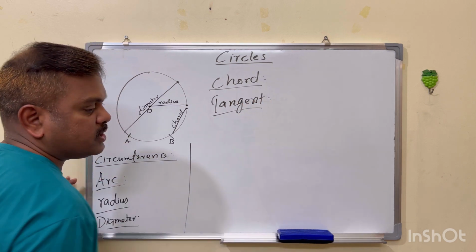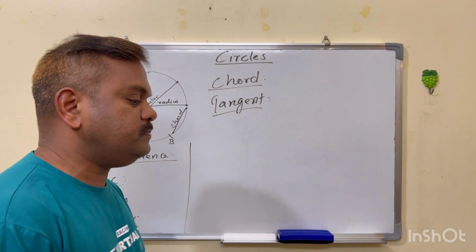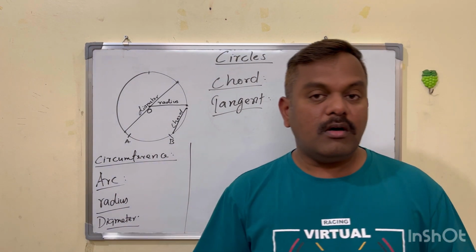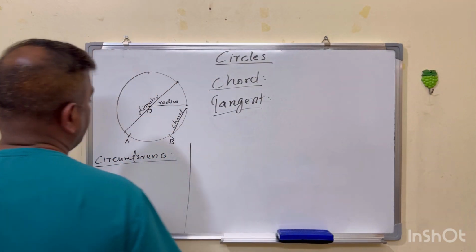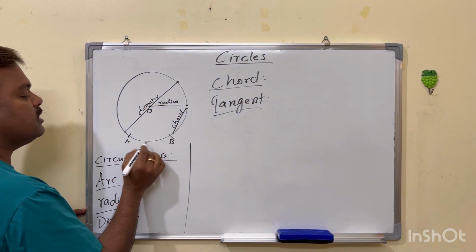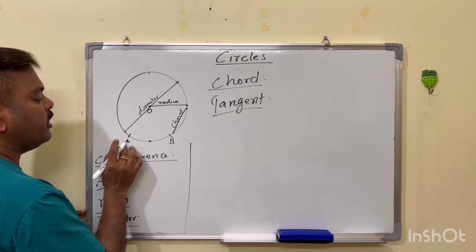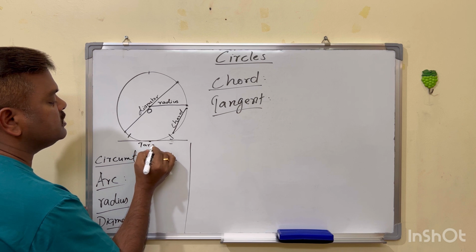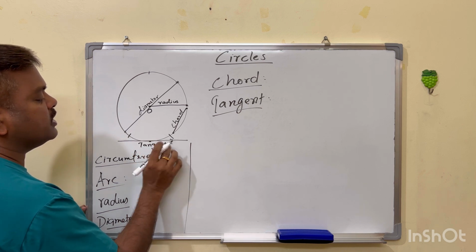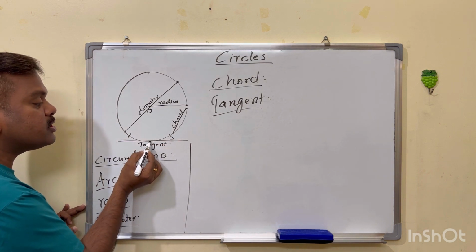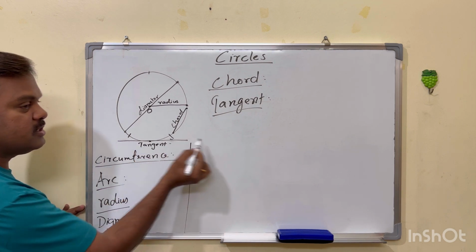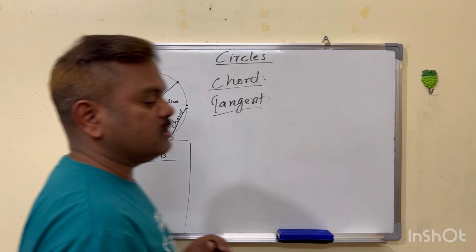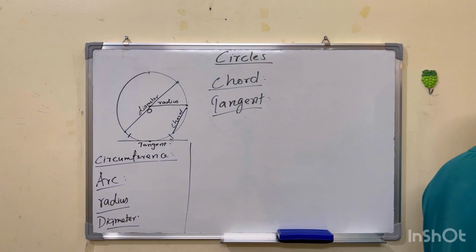What is a tangent? A straight line that touches a circle at any point on its circumference. This is a tangent of a circle. It is a straight line, and it should touch the circumference of the circle. This is called the tangent of the circle. Understood? Next, we are going to learn about the segment.